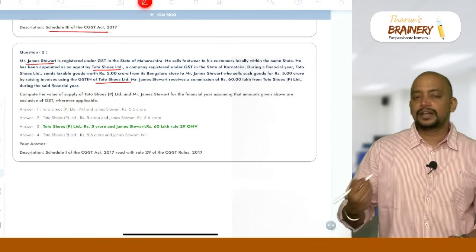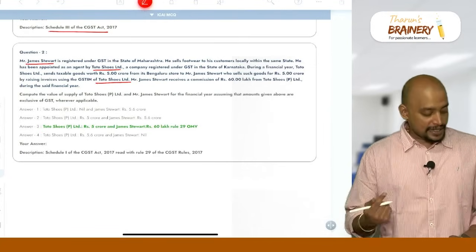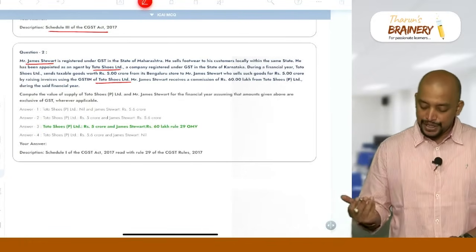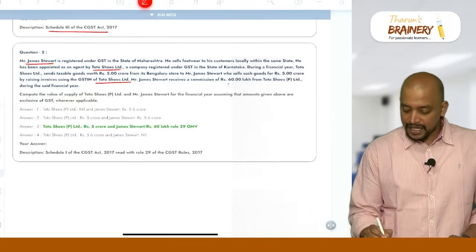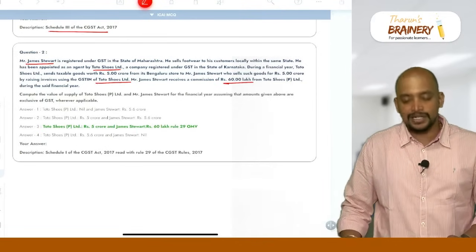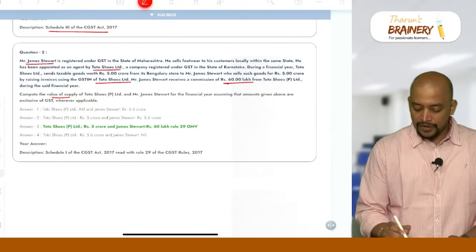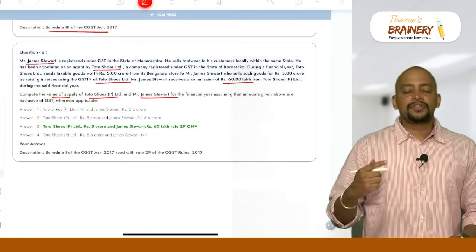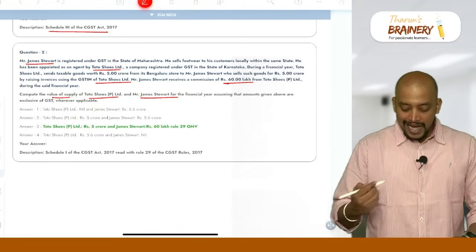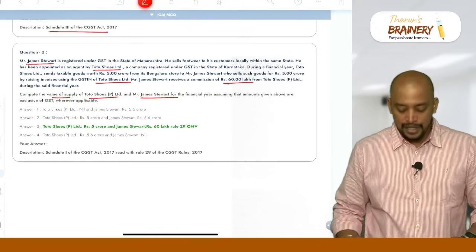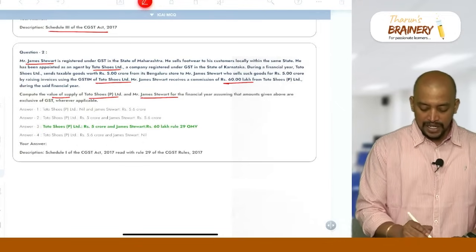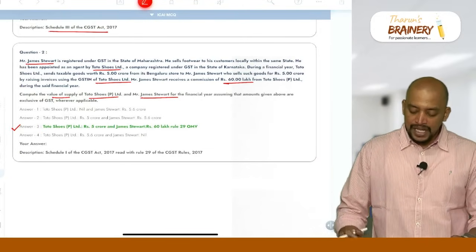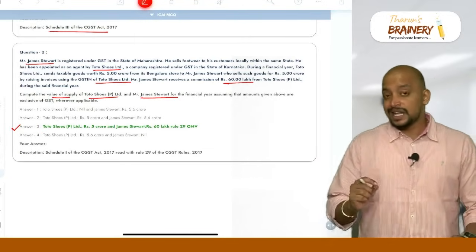So the agent is raising the invoice in the name of the principal. Then the agent is not acting on behalf of the principal. When the agent is not acting on behalf of the principal, then between the principal and agent there is no supply, and Mr. James Stewart receives a commission of 60 lakhs from Toto Shoes Private Limited. Now compute the value of supply of Toto Shoes Private Limited and James Stewart. Toto Shoes is raising the invoice for 5 crores, so that 5 crores will be taken as the value of Toto Shoes, and James Stewart will get only the commission, so that commission of 60 lakhs will be taken as the value. So answer 3, option C will be taken here. Now what if the invoice is raised by James Stewart in his name?